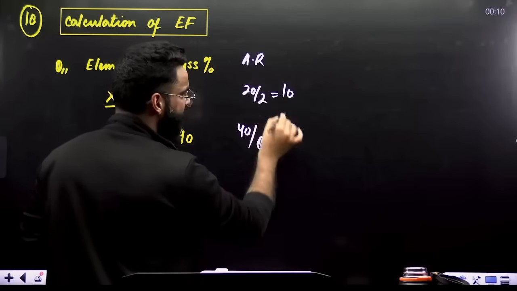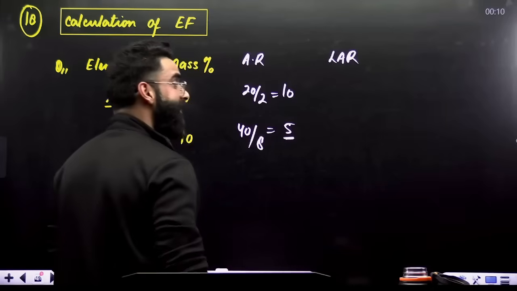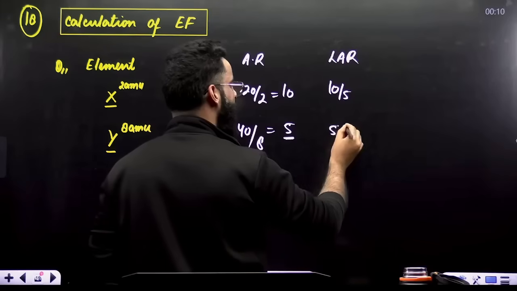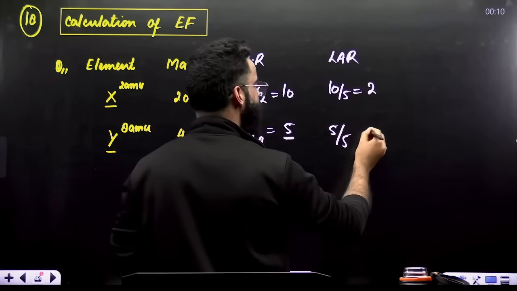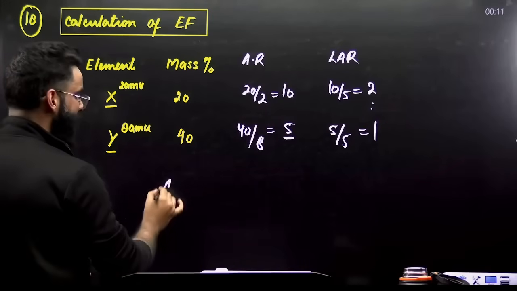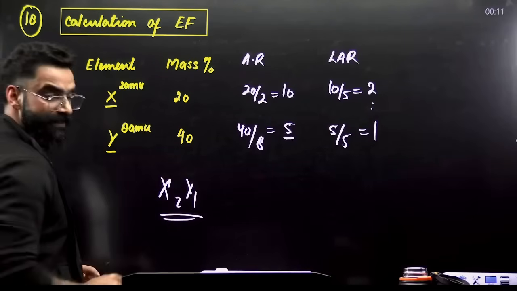Which one is the lesser value among the two? 5. So now I'll be getting the least atomic ratio. How do we get it? Divide both the numbers by the lesser one. This value is 2, this value is 1. So the ratio is coming out to be 2:1. That means the empirical formula will be X2Y1. Perfect. This is the empirical formula.